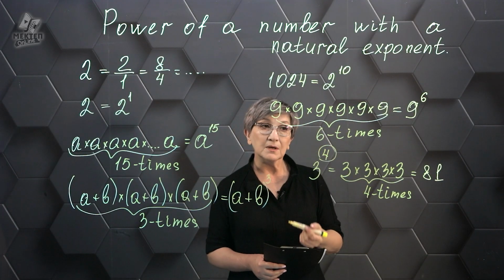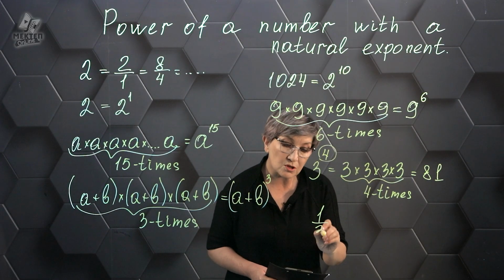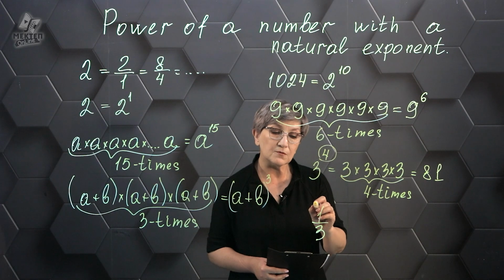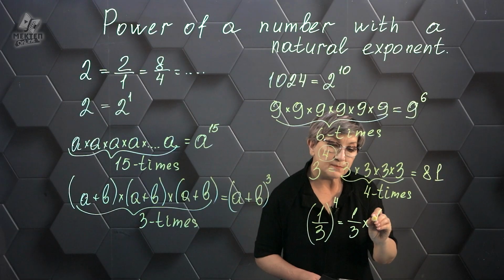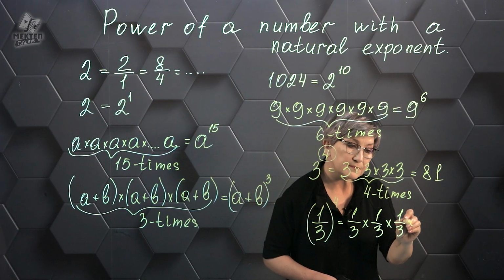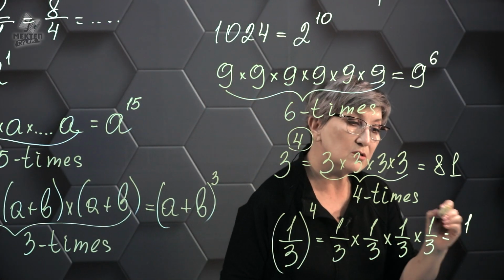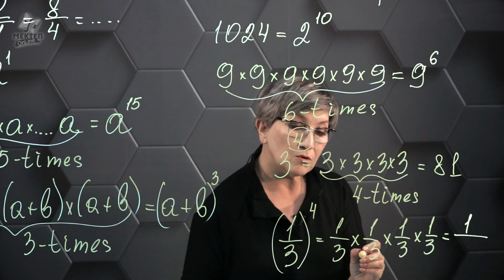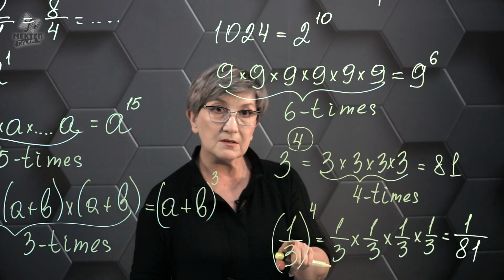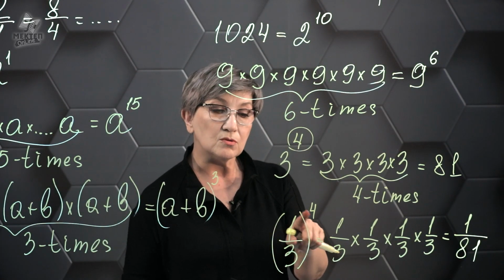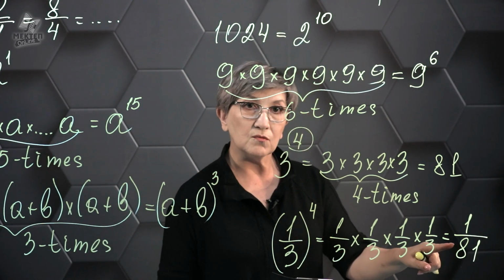Using the same algorithm, I can find the value of a fractional expression. If I need a fraction of 1/3 to the 4th power, then I have to multiply that fraction 4 times. The result is 1 times 1 times 1 times 1 is 1. But 3 times 3 times 3 times 3 results in 81. Note that the fraction 1/3 raised to the power of 4 gives me 1/81.